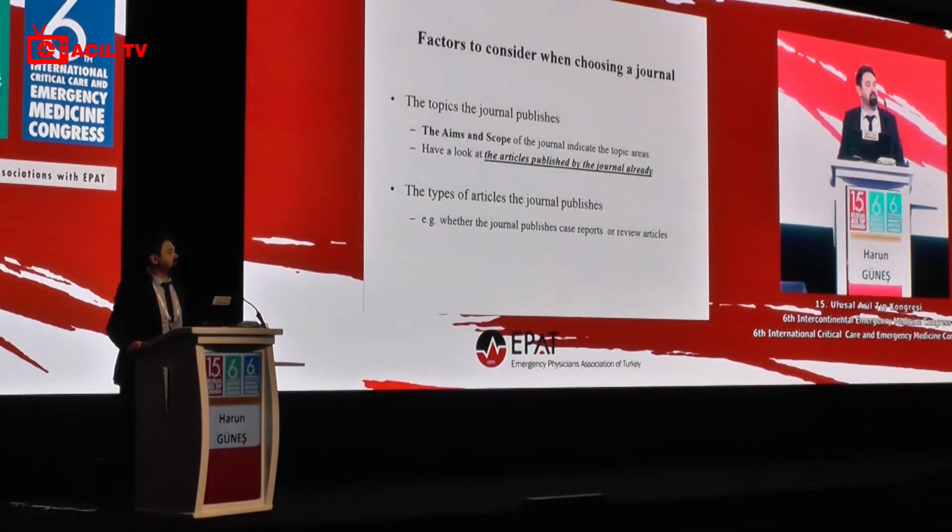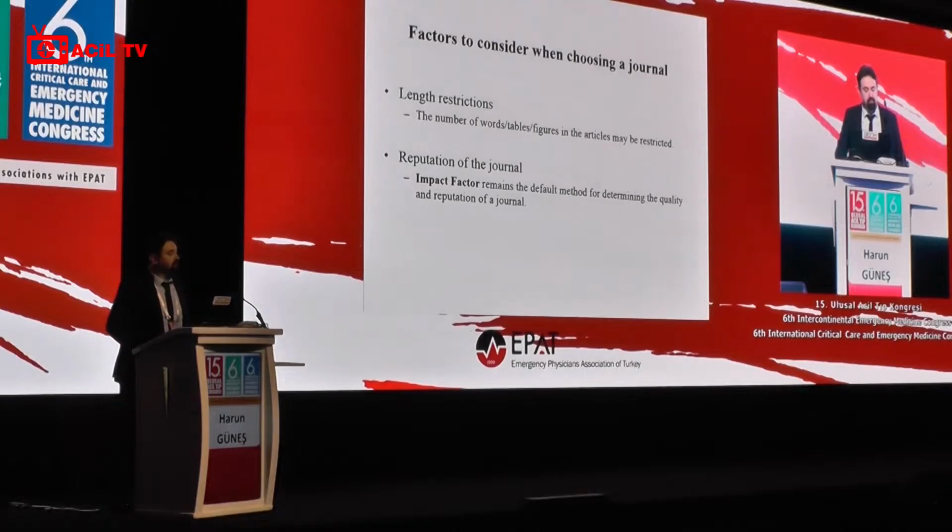This can provide significant tips whether to send to this journal or to select another one. The types of articles the journal publishes is also important. If you want to publish a case report or a review article, you should find out whether the journal publishes this type of articles. And length restrictions are also important. The number of words, tables or figures may be restricted by the journal, and you should consider these factors also.